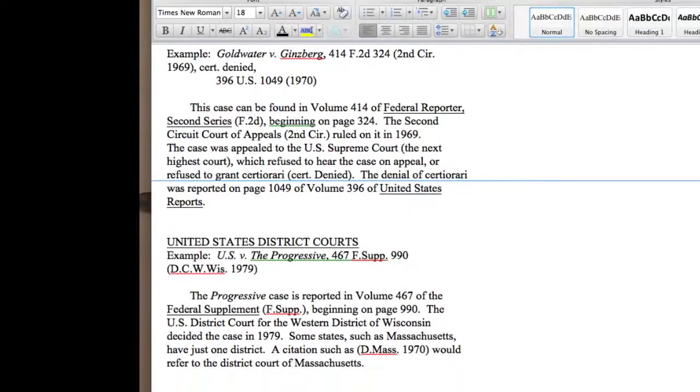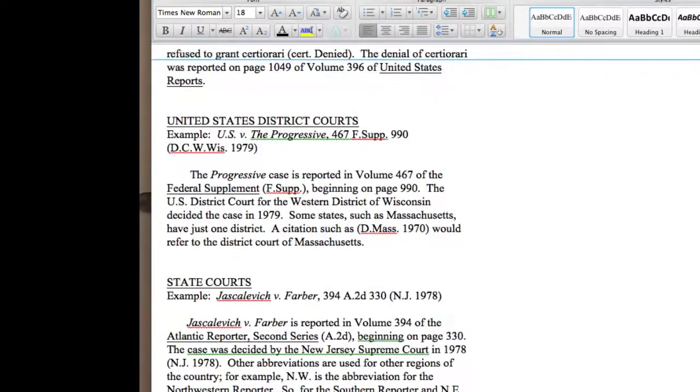Let's go on to United States District Courts. An example is the U.S. versus the Progressive magazine. And here, again, it's volume 467, and the F. Sup. stands for the Federal Supplement, and the case begins on page 990. The U.S. District Court for the Western District of Wisconsin decided the case in 1979, and you can also see that there are a variety of places where the citation may be different depending upon which district it is reported in.